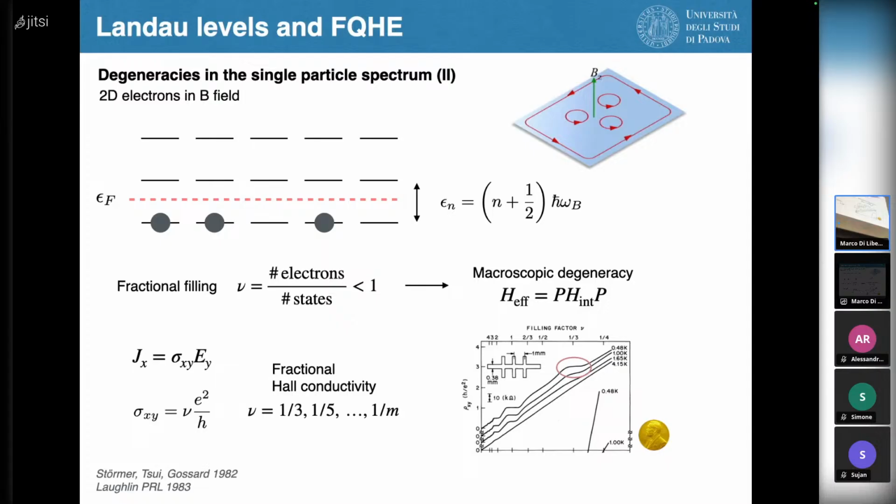And we discovered in the 80s, this is the famous Nobel Prize picture, that what happens is a many-body state that has a fractional Hall conductivity and interesting many-body excitations like anyons with non-trivial fractional statistics. Yes. So this is another example of how interactions and degeneracies can give rise to competing effects and non-trivial emergent phenomena.